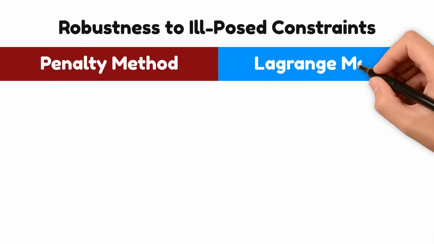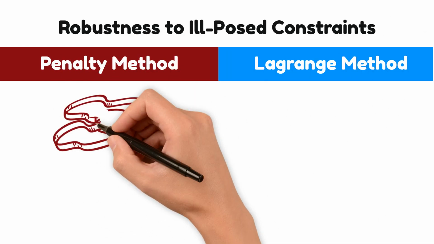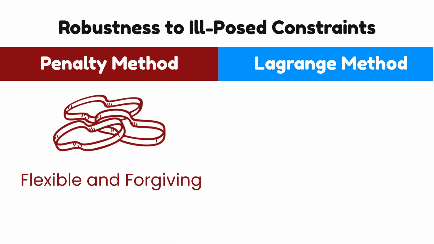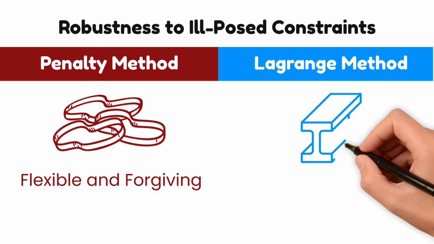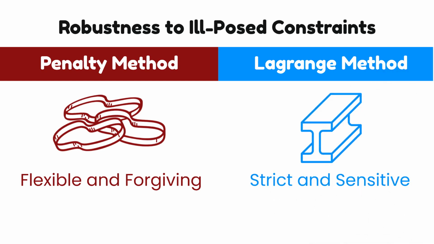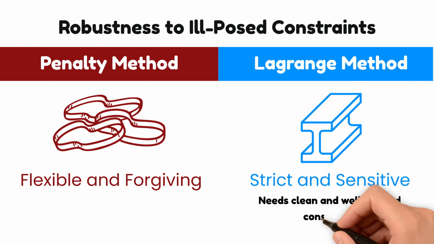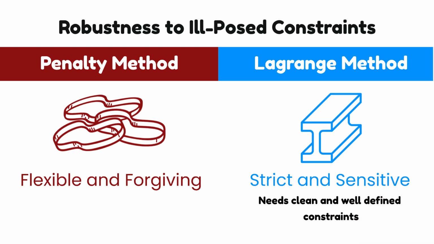So, when dealing with these ill-posed or conflicting constraints, the penalty method is generally more flexible and forgiving. It may still run even if the constraints aren't perfect. The Lagrange method, however, is stricter. It expects your constraints to be clean, consistent, and well-defined. Otherwise, the solver might fail or return unstable results.